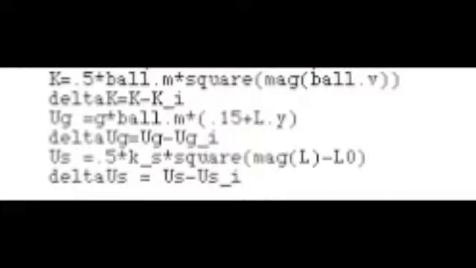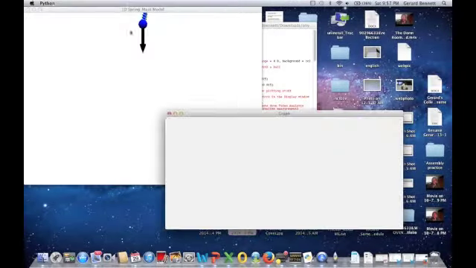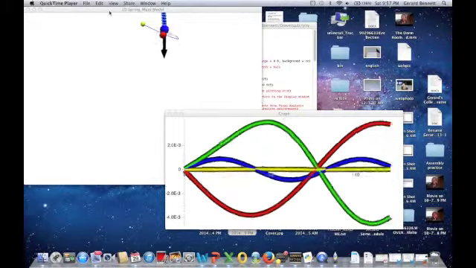Next, F net is found by summing the spring force and the weight force. Then, I use Newton's second law in a loop to predict the changing velocity of the object and the position equation to predict the changing displacement. I then calculated the new energies and the changes in energies, which will be plotted on the graph. Due to the energy principle, the sum of the changes of the individual energies equals the change in the total energy. And finally, here is the model.